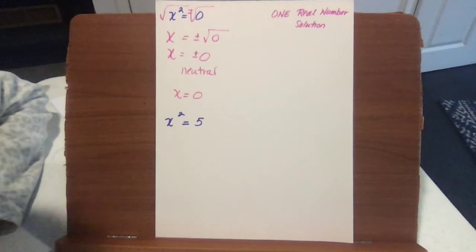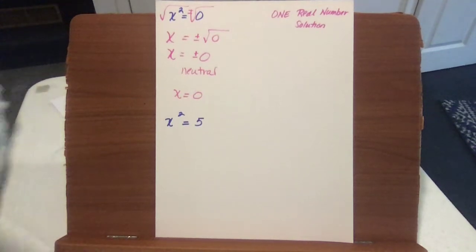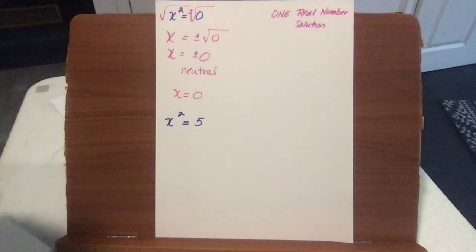The only time that happens is when x squared winds up being equal to 0. If x squared equals a positive number, you can always have 2 solutions. If x squared equals a negative number, you're going to have no real number solutions. And that becomes imaginary numbers, which we haven't touched. You'll do that somewhere in Algebra 2.